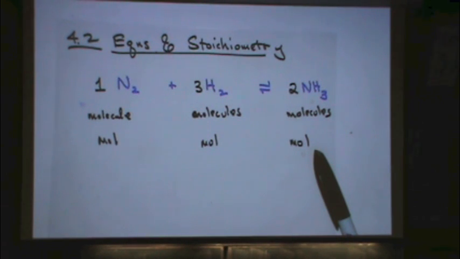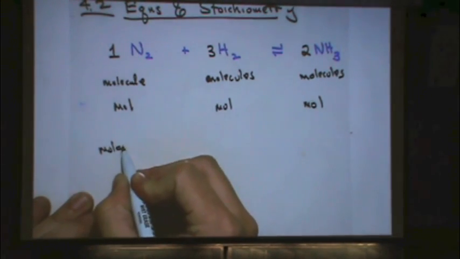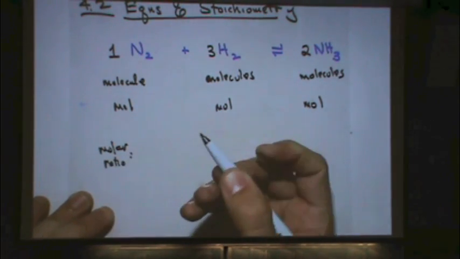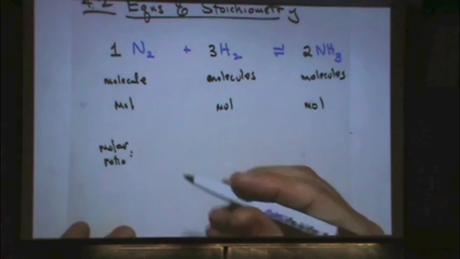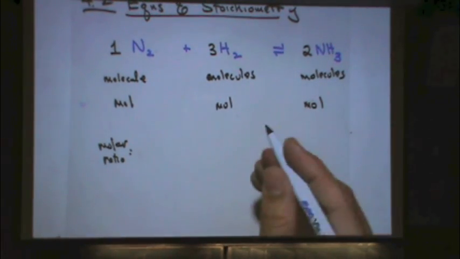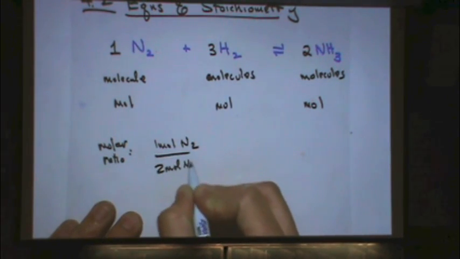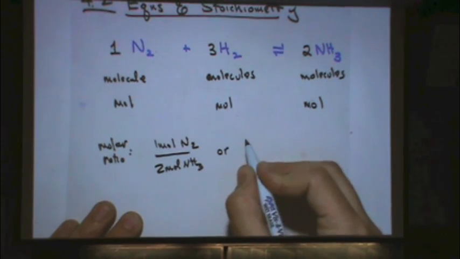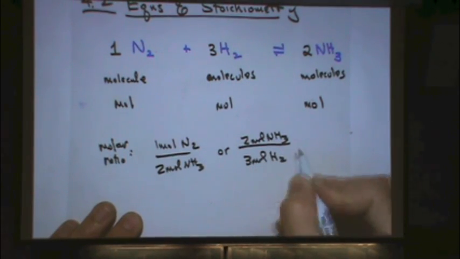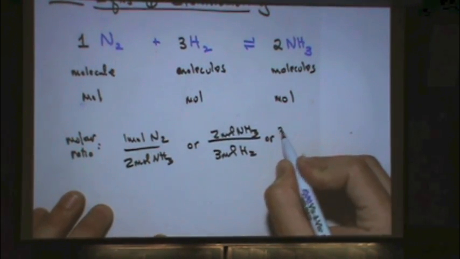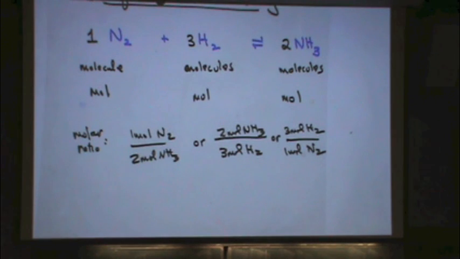So, how do you do these calculations? Well, there's something you need to know called molar ratio. And I'll say a little bit about it. Molar ratio means that the ratio of the moles can be taken between any two compounds or species within the reaction. So for example, you could say there's 1 mole of N2 for every 2 moles of NH3. Or you could say there's 2 moles of NH3 for 3 moles of H2. Any combination you can possibly think of. 3 moles of H2 for every 1 mole of N2. Any combination works as what's called a molar ratio.